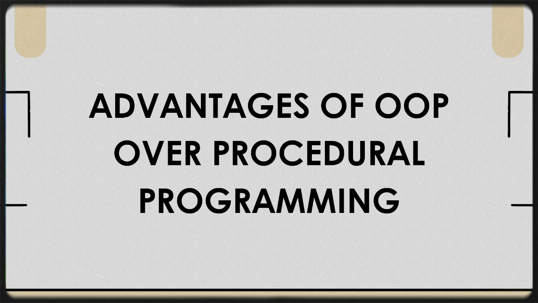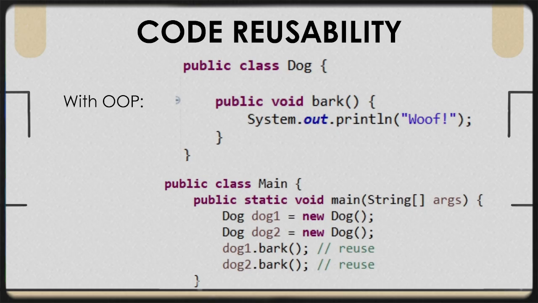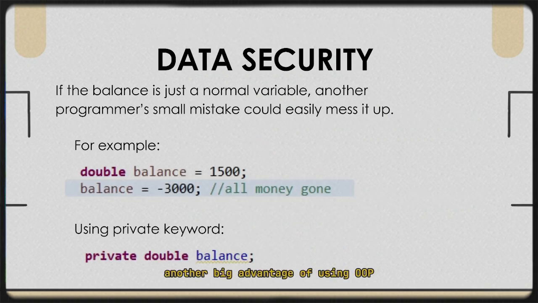So what exactly are the advantages of using object-oriented programming over procedural programming? With OOP, you only need to write one bark method inside a dog class. Then you can create as many dog objects as you want, and each of them can bark using a single method. Another big advantage of using OOP is that it makes your program more secure.